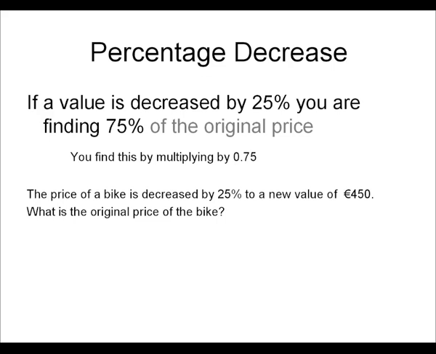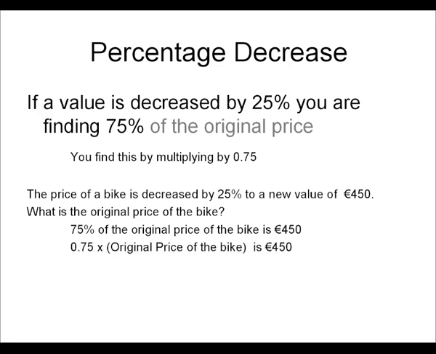I'm repeating myself here a little bit, but you just need to remember that if you increase by something, let's say you increase by 30%, what you're trying to find is 130%. If you decrease by 25%, what you're trying to find is 100% minus 25%, which is 75%. So what would you do to find 75% of the original price? You would multiply by 0.75. If 75% of the original price is 450, that means that 0.75 times the original price is 450.